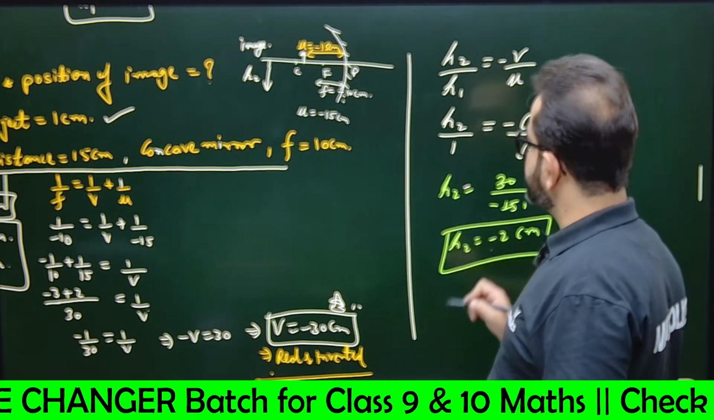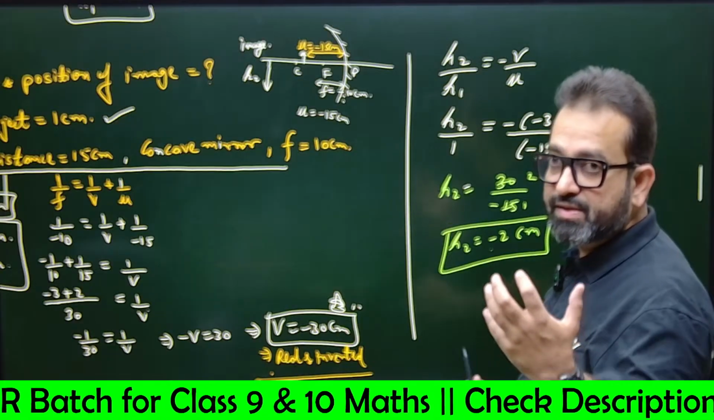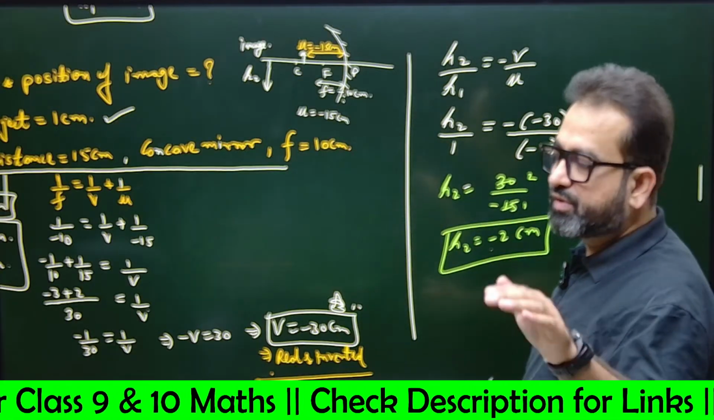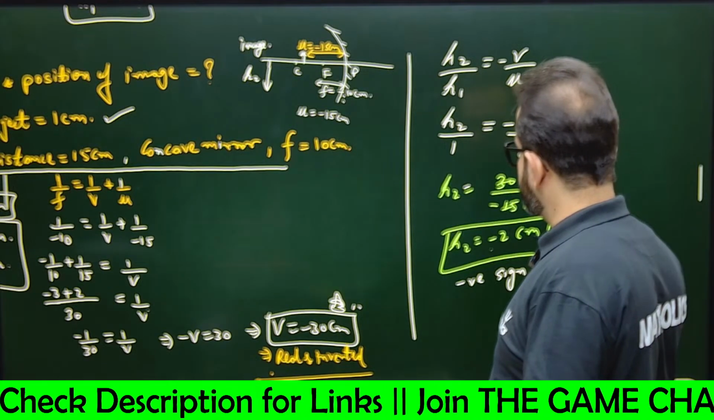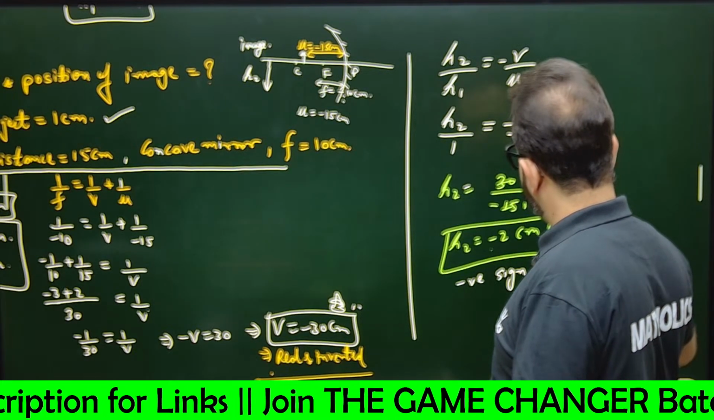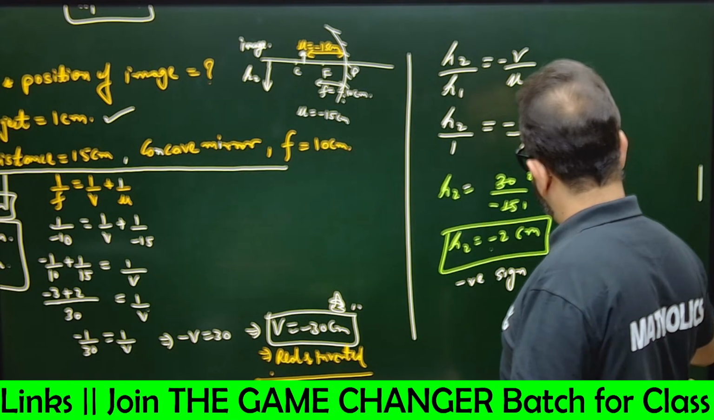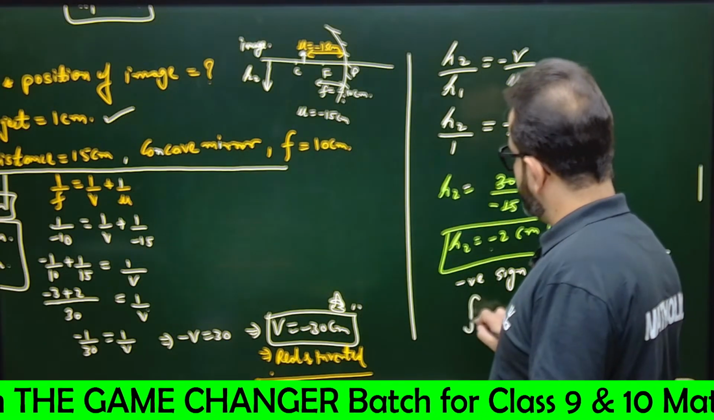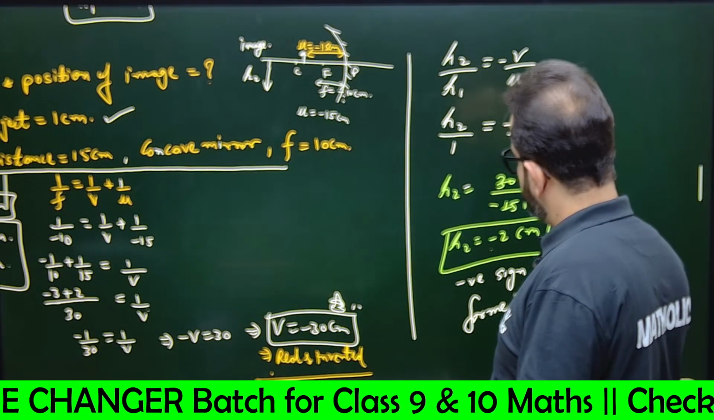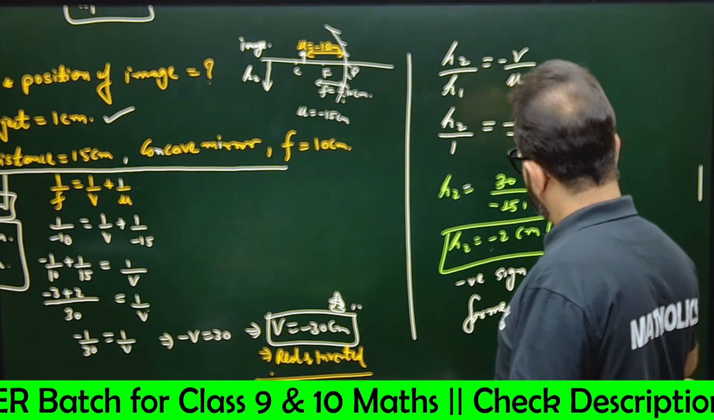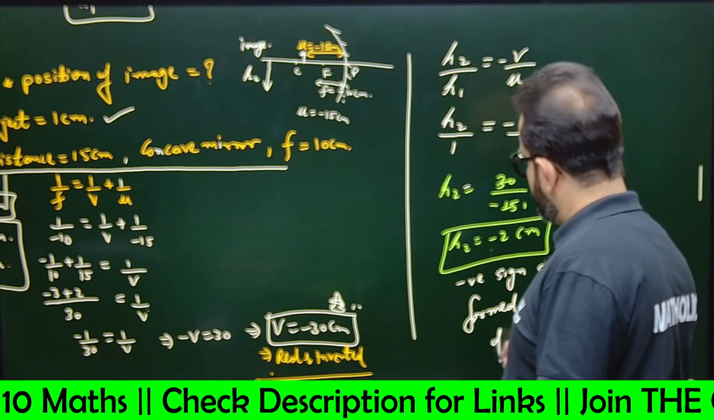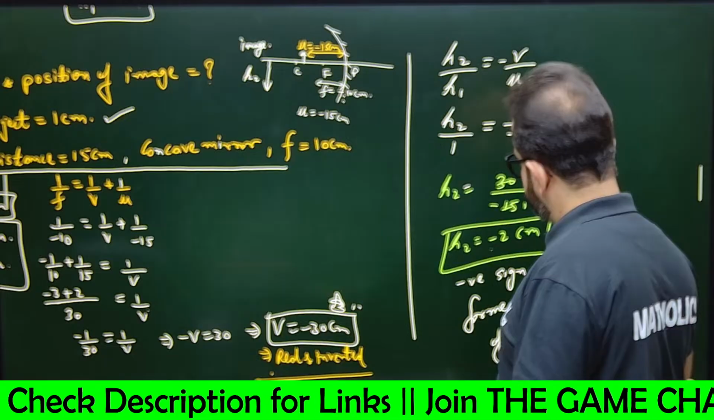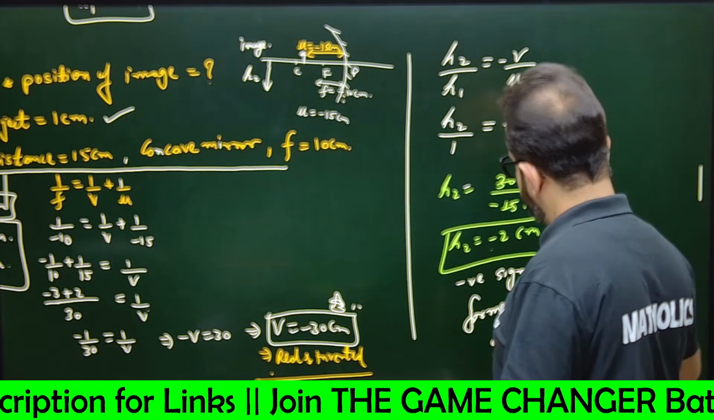What can you say about this minus sign? Minus sign says that the image is forming downside of the principal axis. Negative sign says that image is formed on the lower side of the principal axis. That's it.